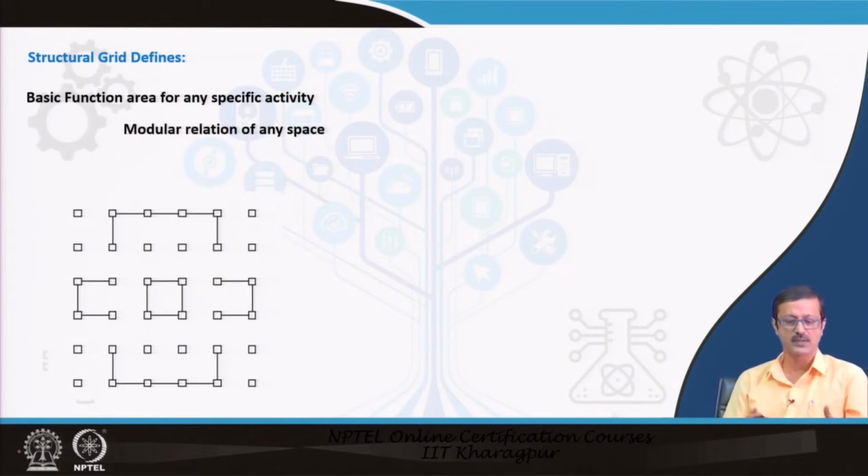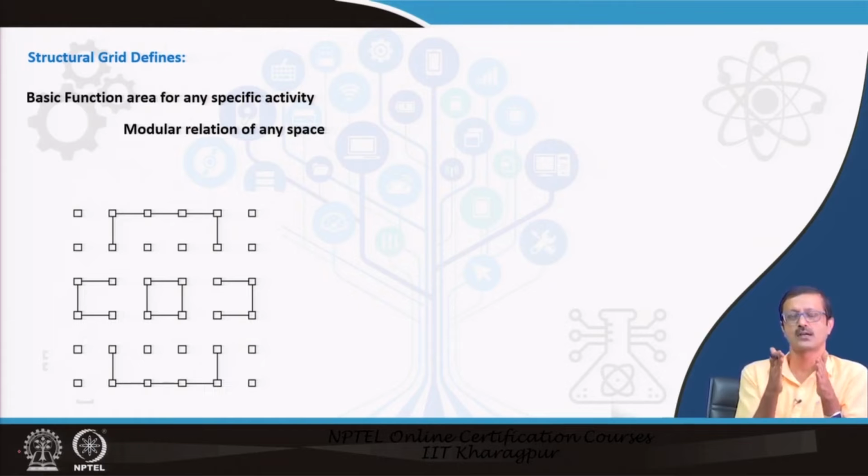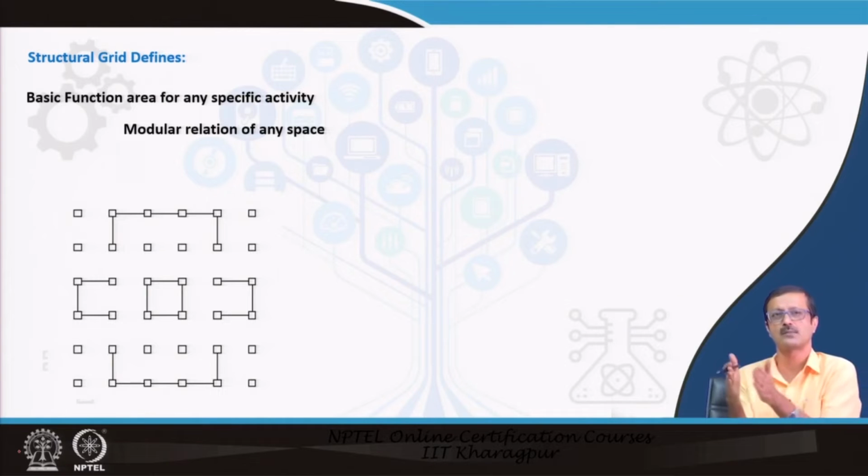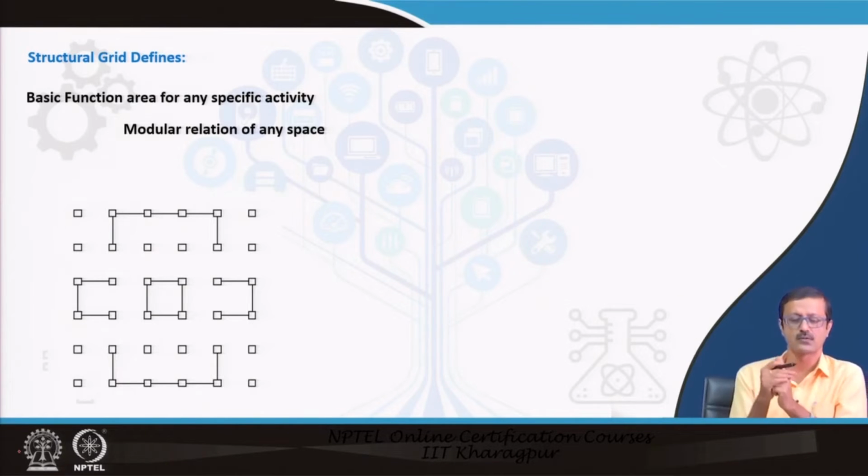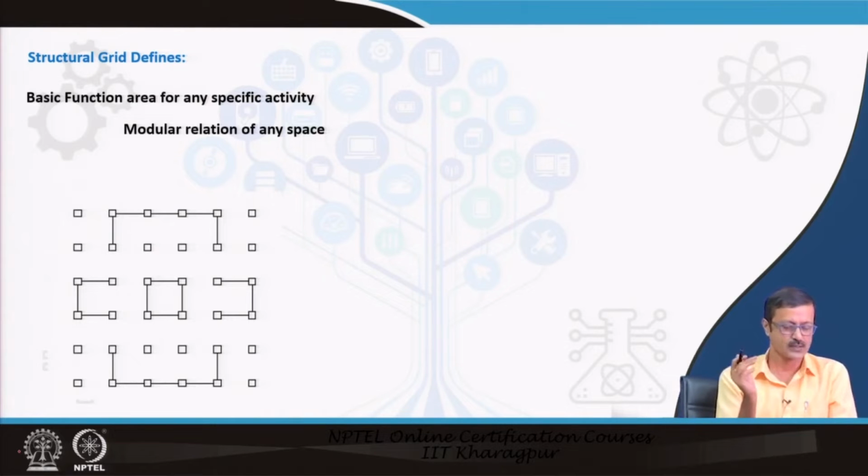The second one, maybe it is a modular relation of any space. Yes, sometimes you can create a modular relation. So, that is the one module. I have told you about, suppose, a hostel room, or maybe a hotel room, or maybe a serial apartment, a studio apartment kind of thing. So, you can create a module and then replicate that module one after another. That will create a modular relation of the space with the grid.